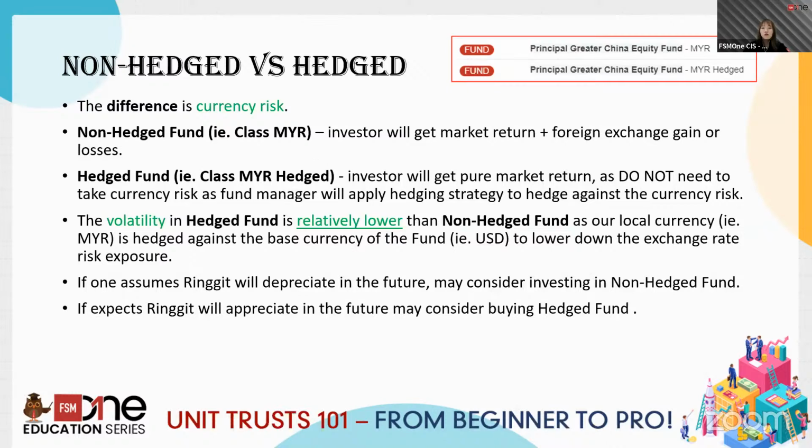However, if you prefer a lower risk or foresee that the Malaysia ringgit will strengthen further, then you may choose the hedged class, which is the MYRH class, to lower the exposure to exchange rate fluctuation. So by understanding the classes of the non-hedged and also the hedged fund, investors may make a decision by considering whether to have an exposure to the currency risk or not.